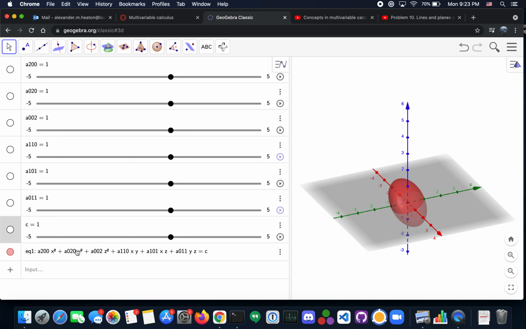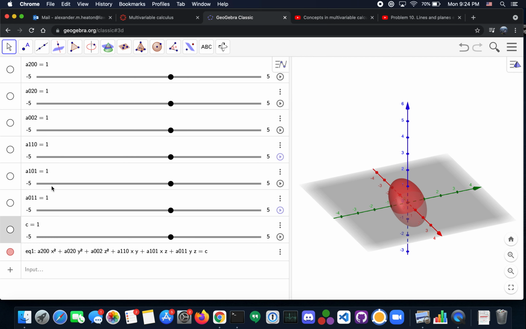So I have x squared, y squared, z squared, xy, xz, yz. So basically all possible degree 2 terms: some variable to the second power or two variables multiplied together. And then in front of them I have different scalars and I name them. I should have named them something simpler than this, but A200 means that I had two x's, no y's and no z's. And this is just a real number that I'm going to allow to change with this slider.